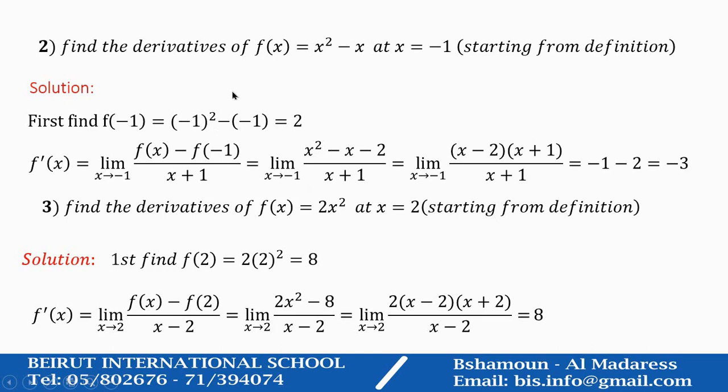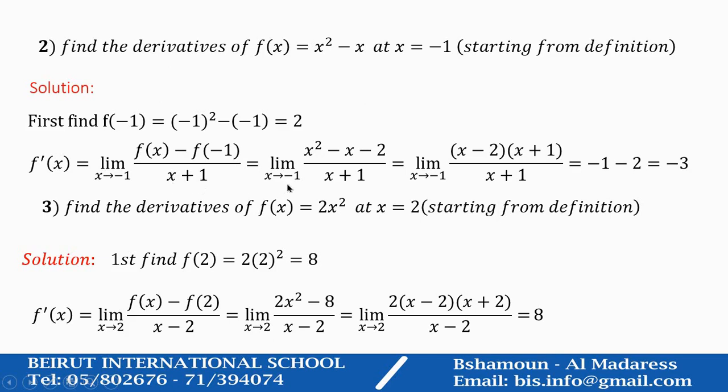Example 2, we'd like to find the derivative of the function x squared minus x at x equals minus 1, also starting from definition. The solution is, first you find f of minus 1 because he wants us to find it at minus 1. You find f of minus 1, you substitute for x squared minus 1 and for x minus 1, you'll end up with 2. F prime of x is the limit as x approaches minus 1 of f of x minus f of minus 1 over x plus 1. It is the change in y over change in x.